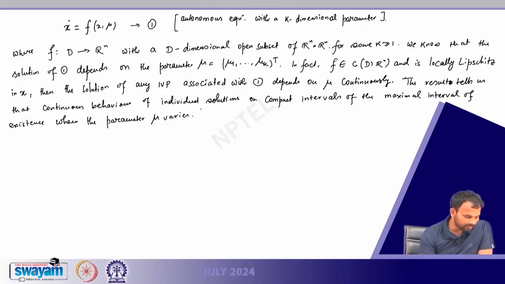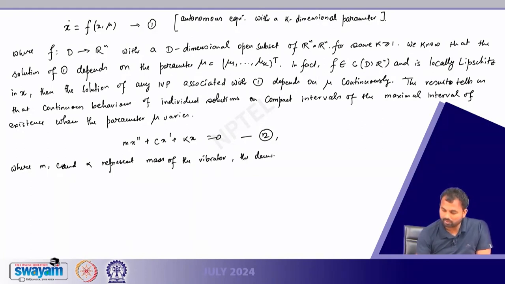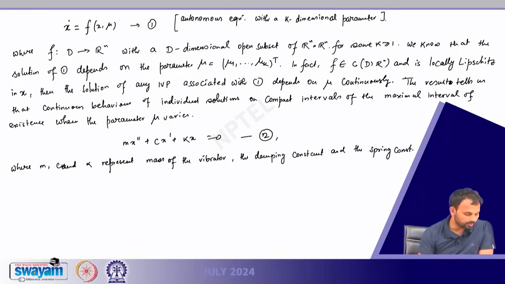So for example, let us consider a second order equation, a simple second order differential equation for mechanical vibration of this type: m x double dash plus c x dash plus k x equals 0. Let us call this equation number 2, where m, c and k represent the mass of the mechanical vibrator, the damping coefficient or damping constant, and the spring constant respectively.